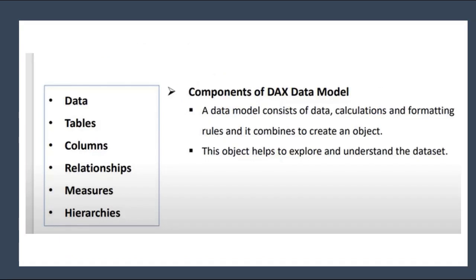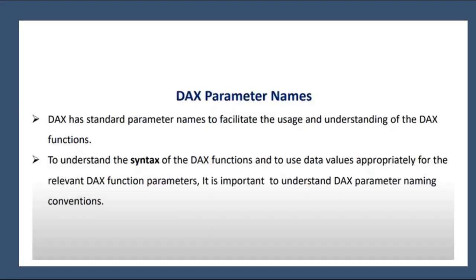What are the components of a DAX data model? These may be data, tables, columns, relationships, measures, and hierarchies. So a data model consists of data, calculations, and formatting rules, and it combines to create an object. This object helps to explore and understand the data set. So this is all about the DAX model.